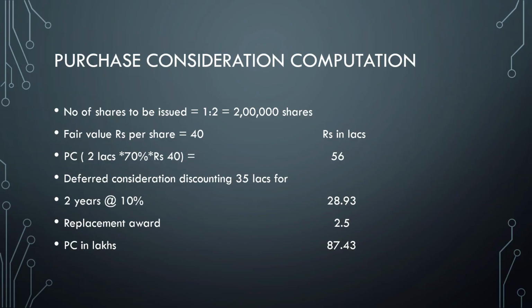So now moving on to the deferred consideration aspect. So the 35 lakhs into PV factor at 10% for 2 years, that will give you 28.93. Replacement award 2.5 and purchase consideration total, if you add those 3, you will get 87.43 lakhs.